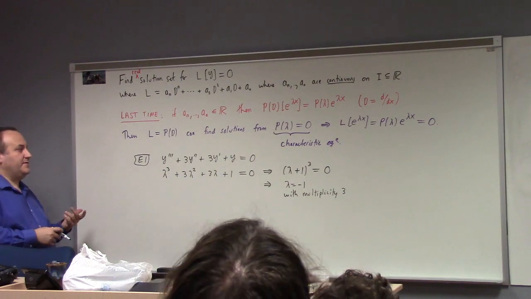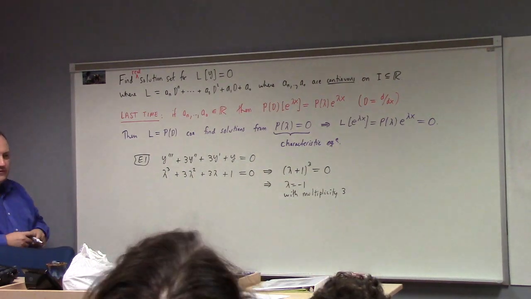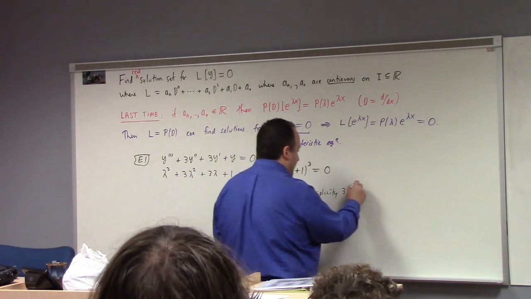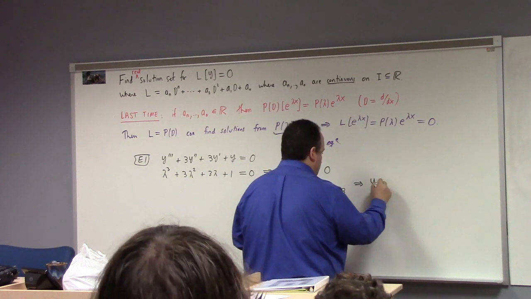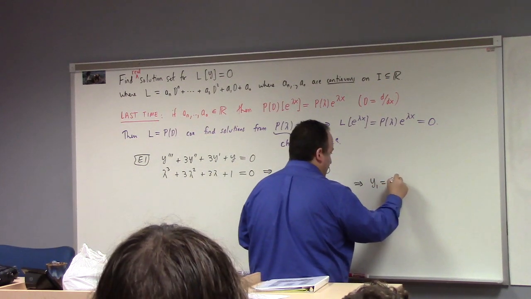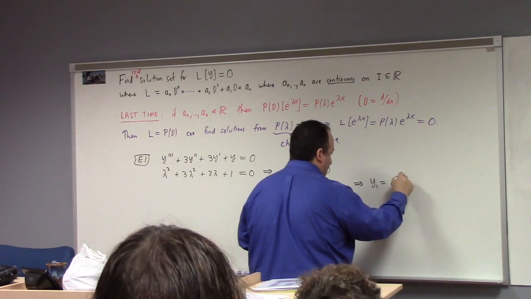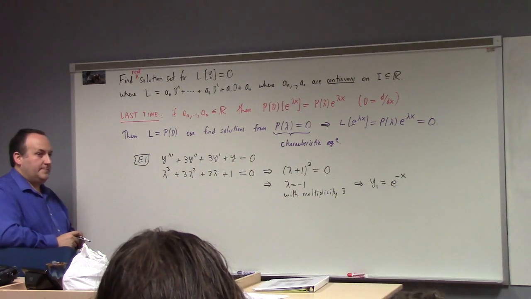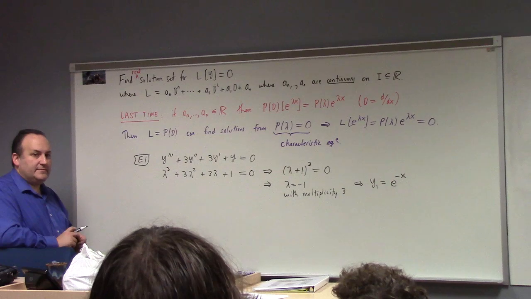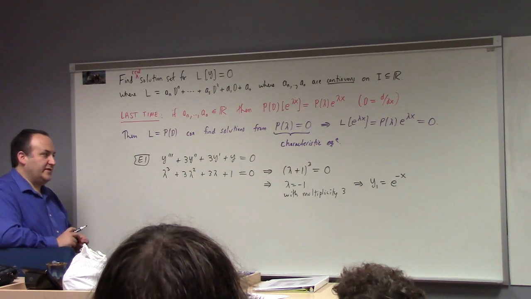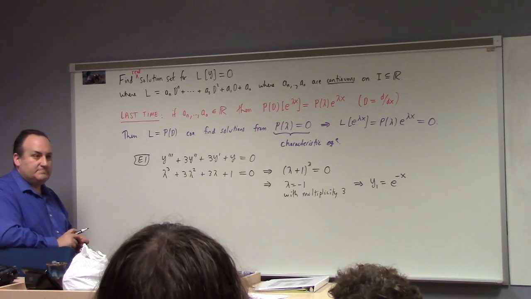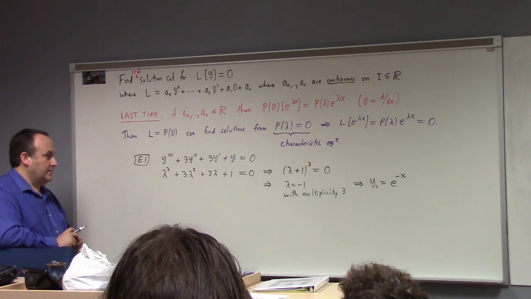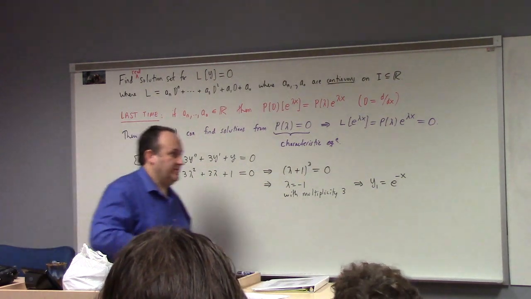But remember the theory says that this is a third order differential equation, so obviously we're missing something, right? All this gives us so far is y1 equal to e to the minus x, because lambda equals minus 1 here. So I got one solution, but I need 3, right? Because the general solution should be a linear combination of 3 solutions. Where do I get the other 2? Is the question that we need to answer. Another example before I answer that question.